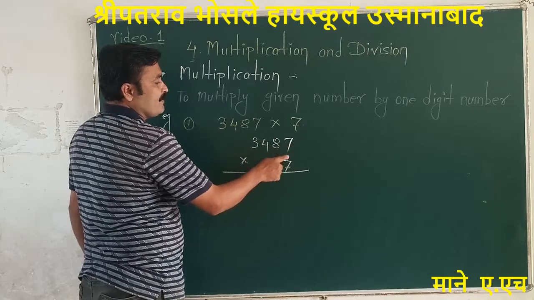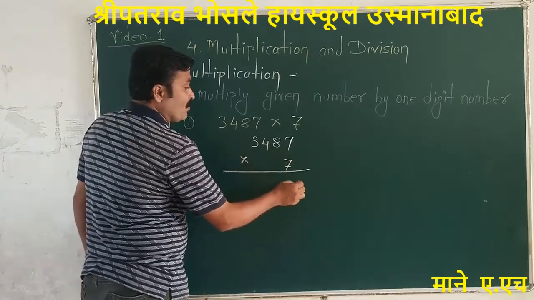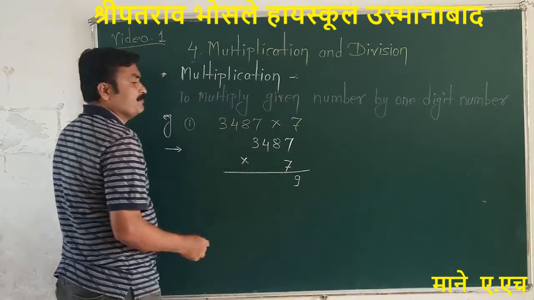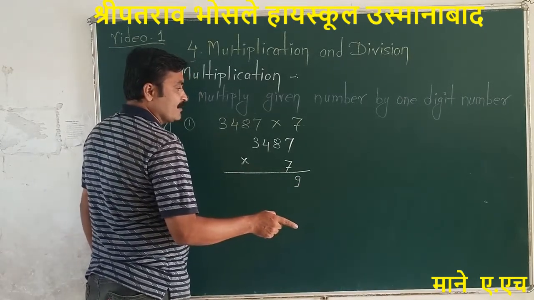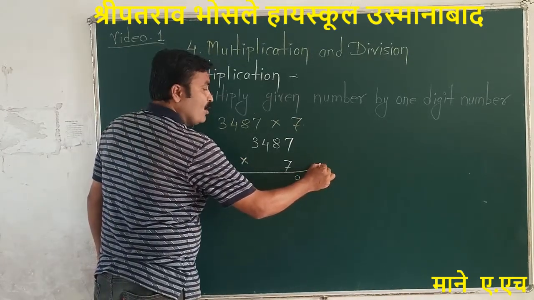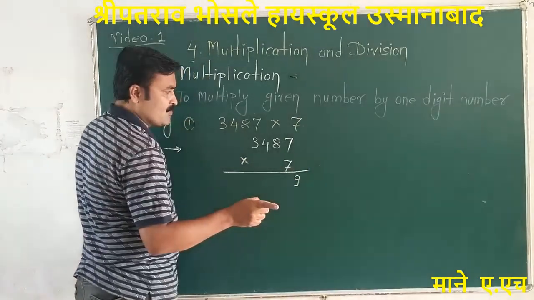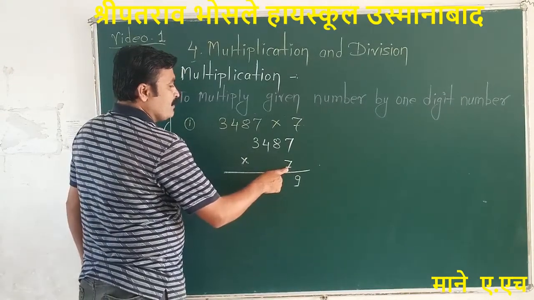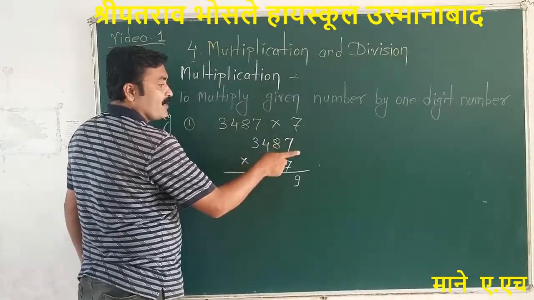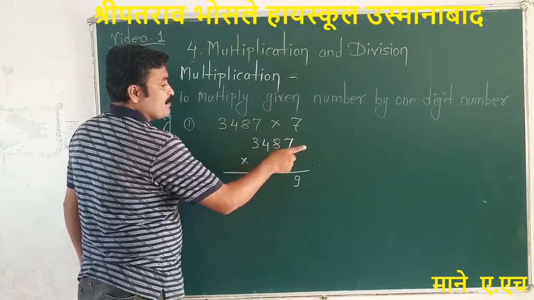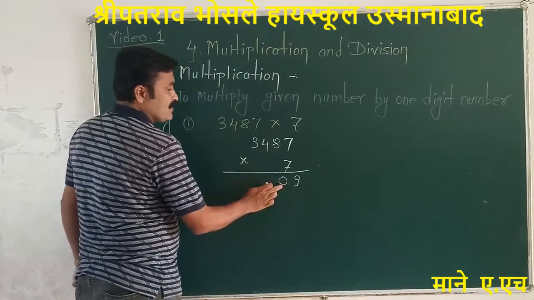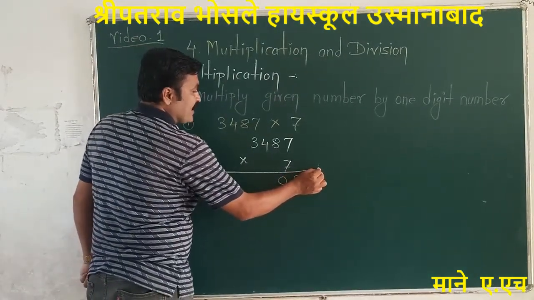So 7 into 7, 7 sevens are 49. For 49, we write 9 here and 4 is taken as carry. Now this 4 you can write at the side, or you can keep it in your mind also. Next, multiply 7 into 8, 7 eights are 56. Now 4 carries there, so 56 plus 4, we get 60. For 60, we write 0 here. Thereafter 6 is taken as carry.